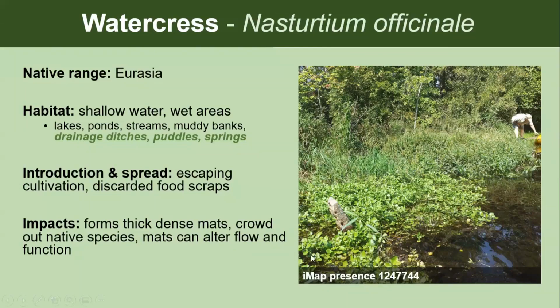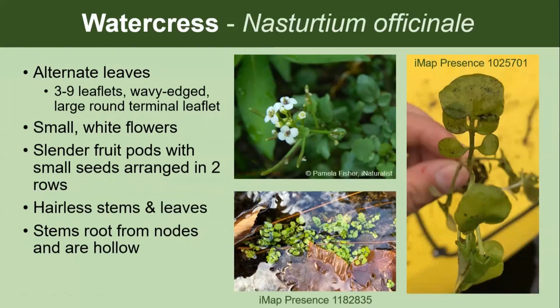And so in this picture, you can see in the foreground, watercress has spread. It's a low plant at the surface of the water. It's spread into this mat, which can cause issues. For identification, things to look out for.